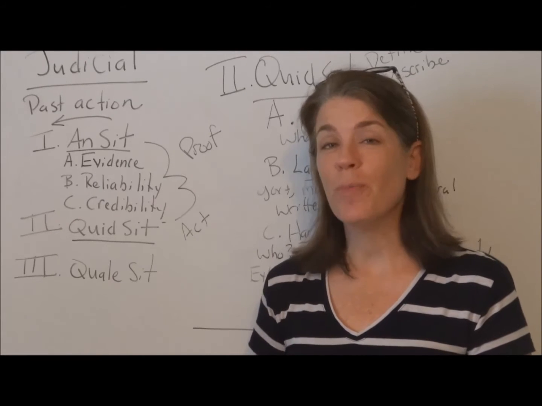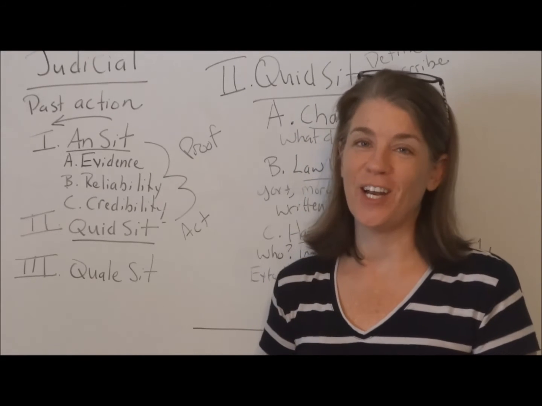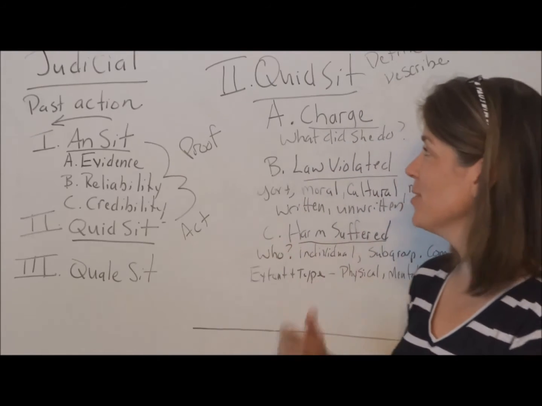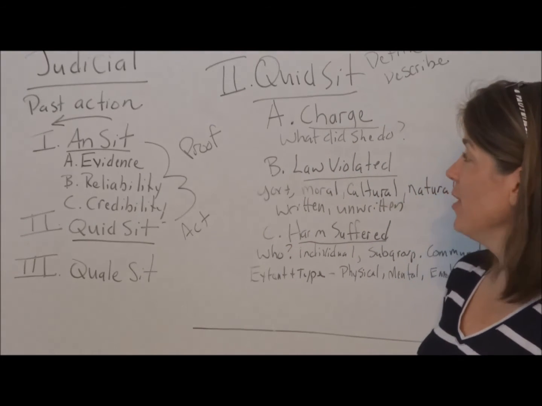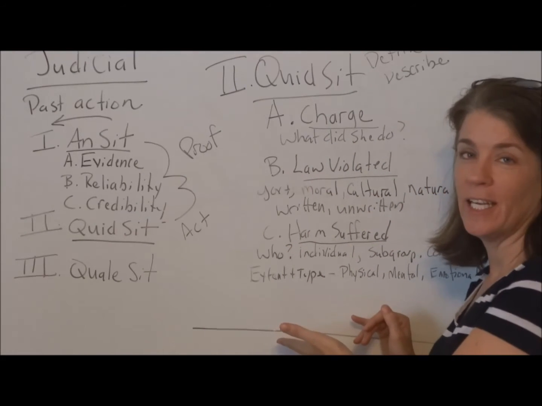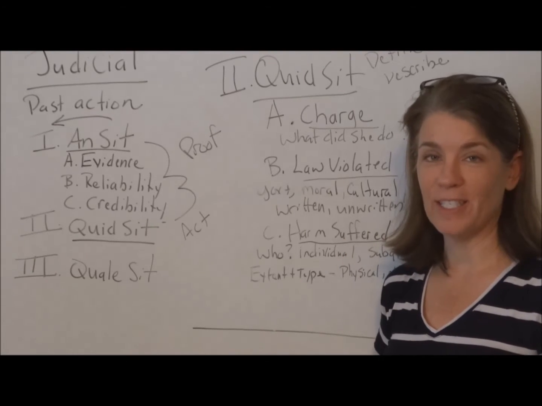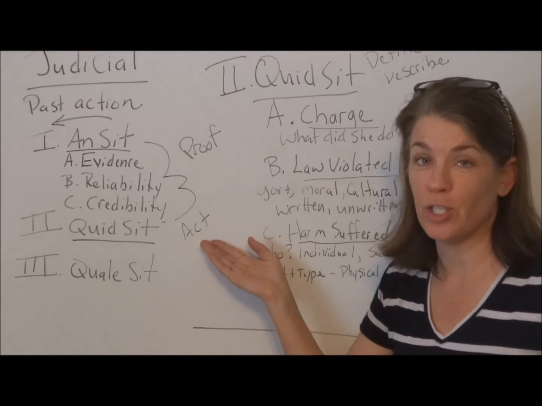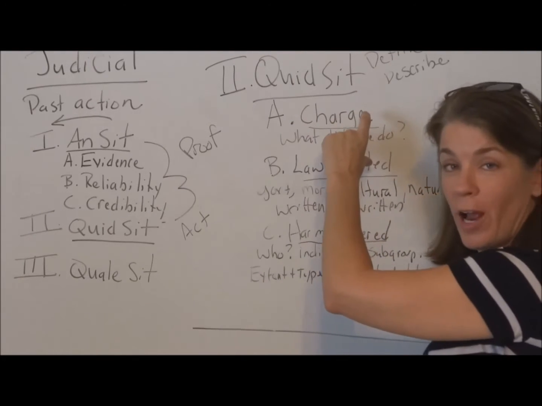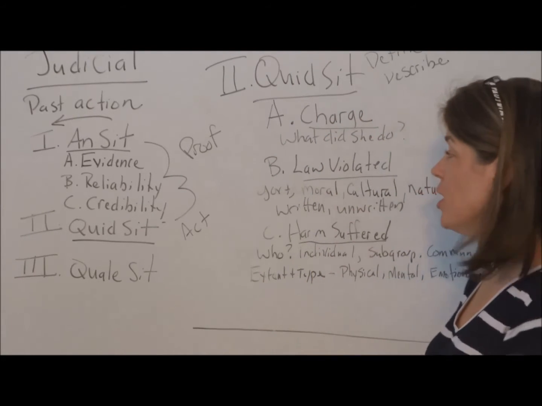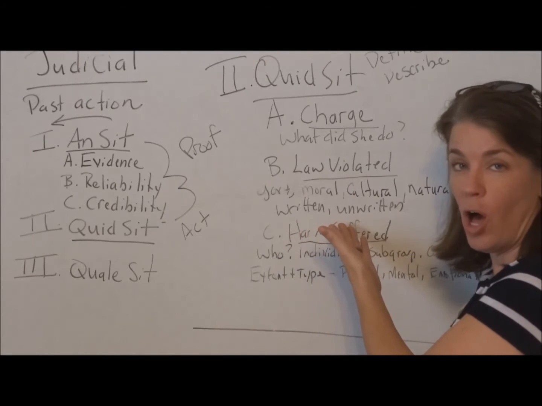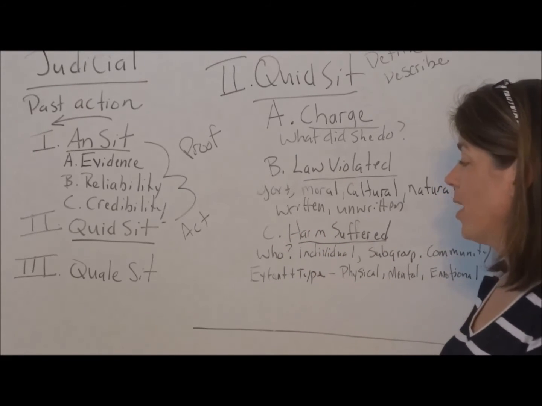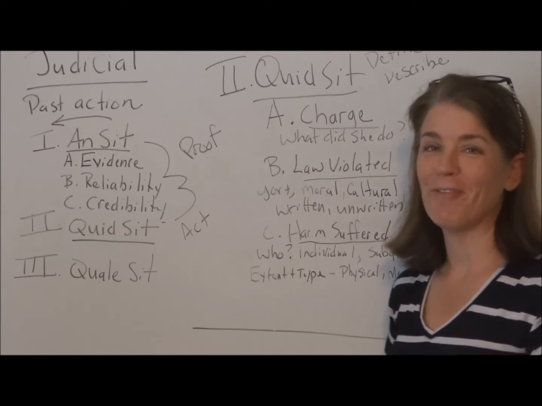All right, I just want to make a couple more connections before I sign off for today. I want you to see how some things are related to each other. I think you can see that quid sit could be a whole essay in and of itself, right? With the topic of the act, or how serious is the charge. The first proof paragraph could be all about the charge. The second one, all about the law that was violated. And the third paragraph could be all about the harm that was suffered, right?